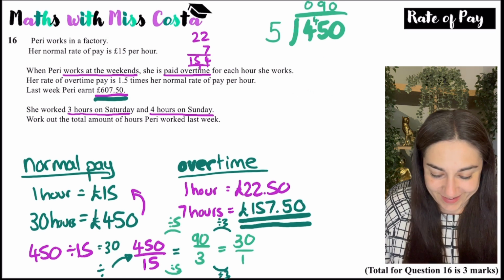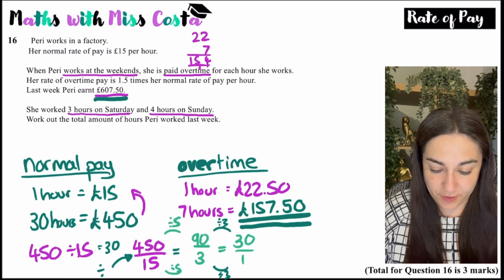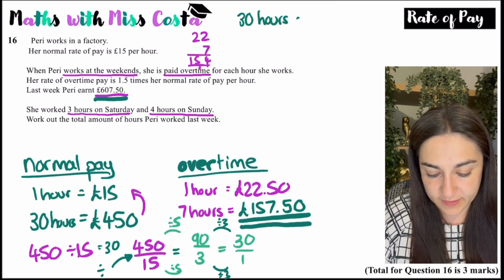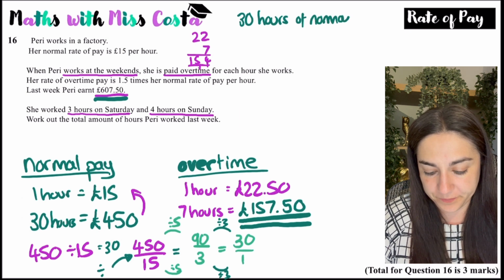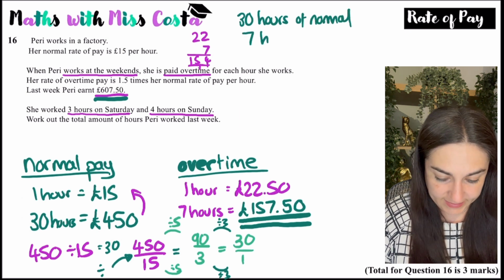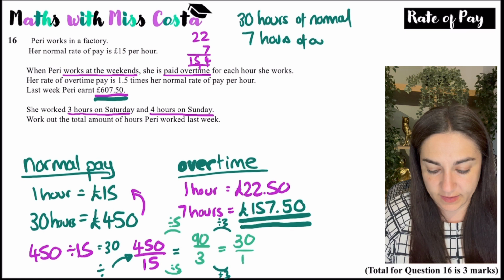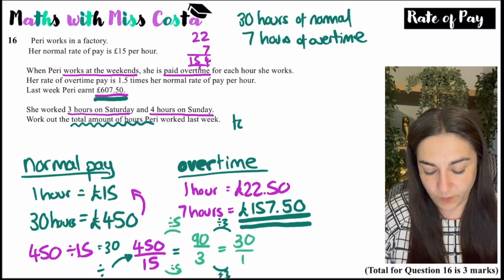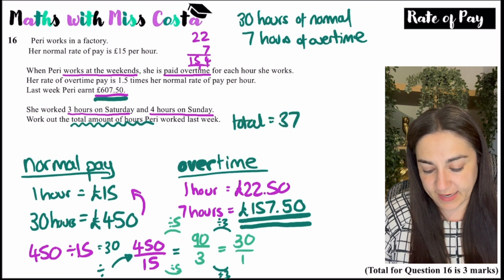So let's bring it all together. So I know that she worked 30 hours of normal pay and 7 hours of overtime. So that must mean that the total amount of hours Perry worked was 37 hours.